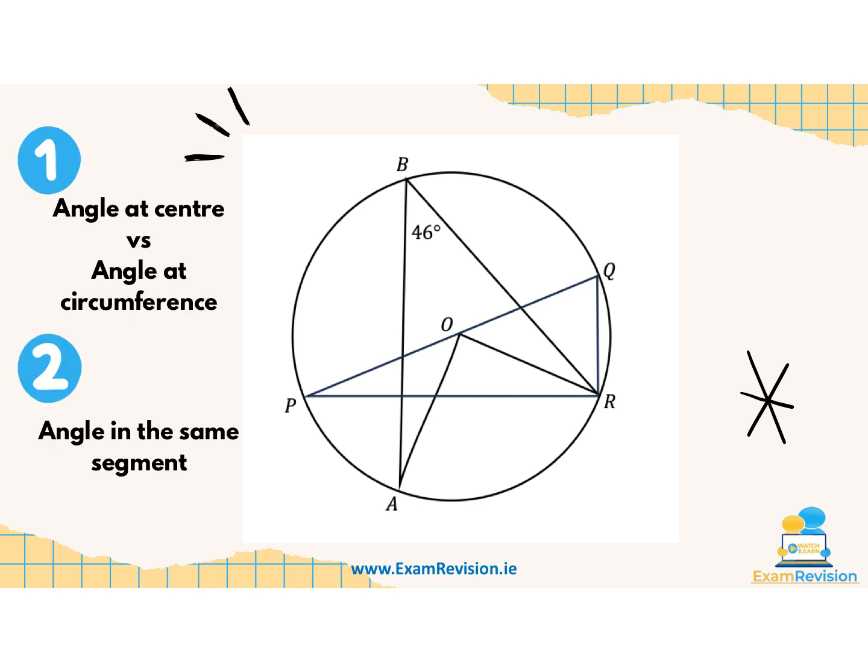One of the key circle theorems is the angle at the centre is twice the angle at the circumference on the same arc. So here angle ABR is 46 degrees and it's at the circumference. So that means that angle AOR in here has to be double the angle ABR. So that tells us then that AOR is 92 degrees.